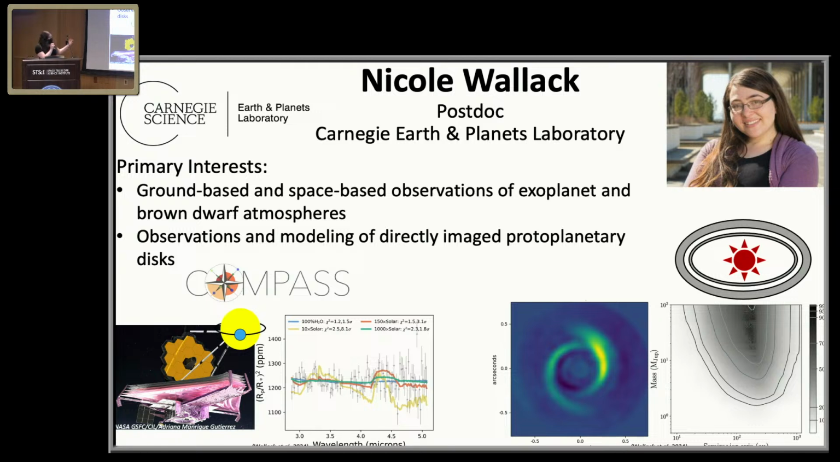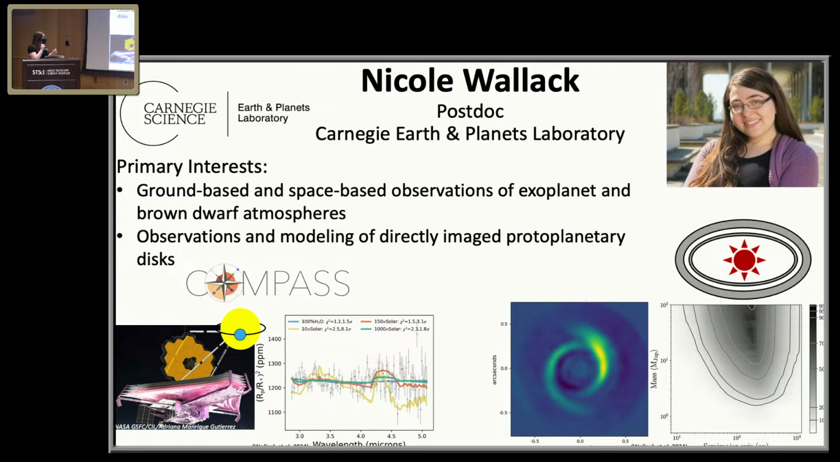Here I'm showing some figures from 2 different recently accepted papers. On the left, I'm showing results from the COMPASS survey. COMPASS is the largest JWST program awarded to date dedicated to exoplanets. Here I'm showing results from the first observation that were taken as part of the COMPASS sample. This is a sub-Neptune, one of 12 super-Earths and sub-Neptunes that we're looking at as part of our program.